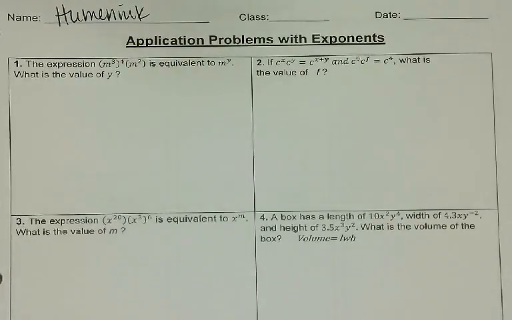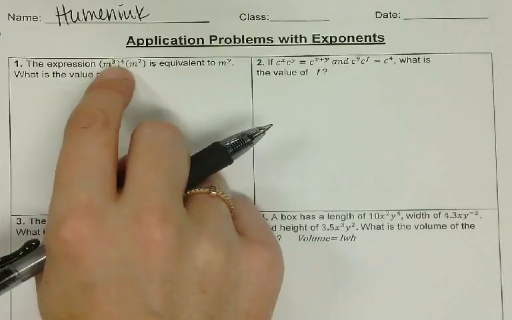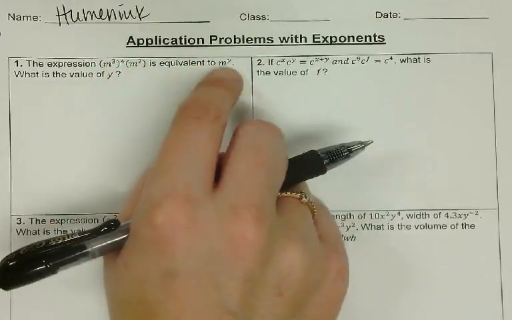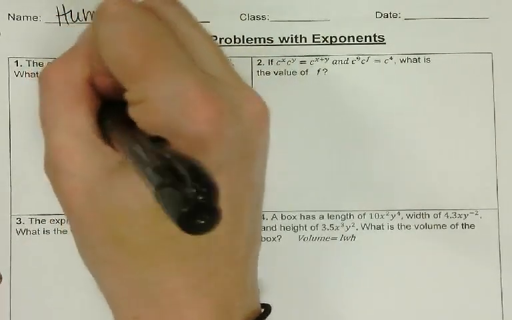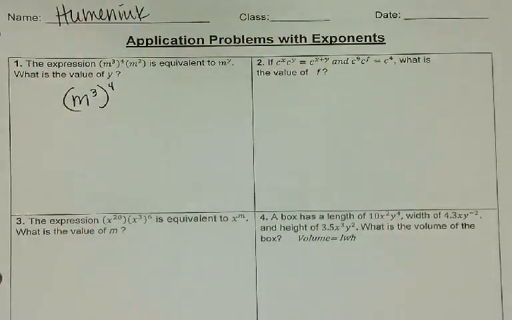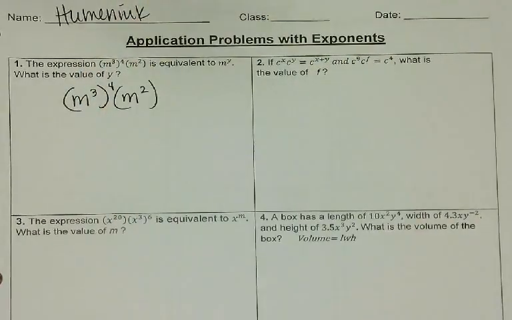So guys, for our application problems right here, it says this expression m cubed raised to the 4th power times m squared is equivalent to m^y. So what is the value of y? We have a few different things going on right here, right? We have m cubed raised to the 4th power, and then that is going to be times m squared.